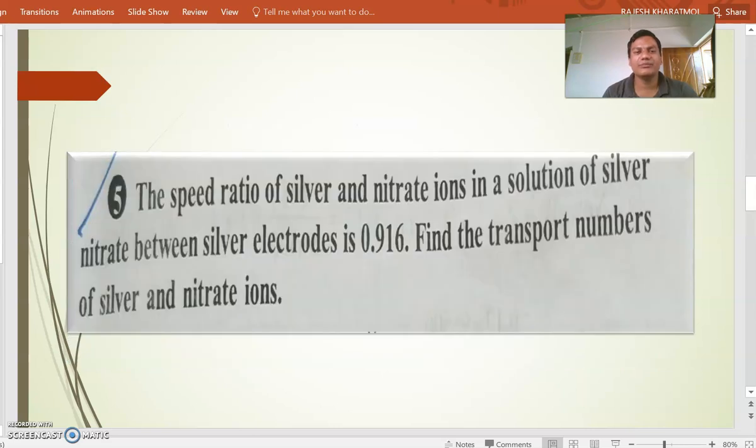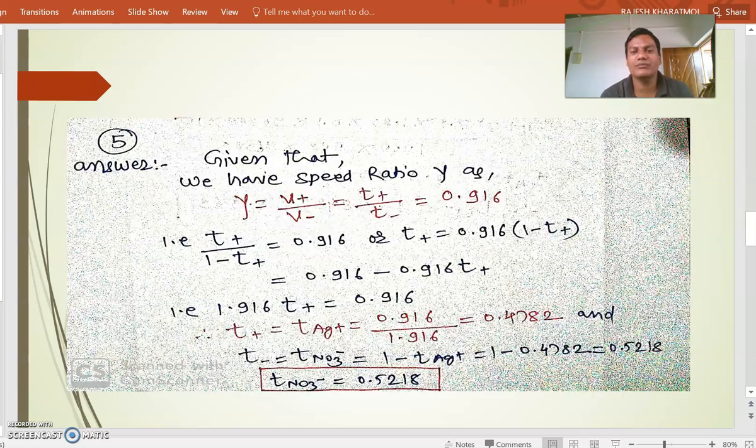Now in the next numerical, see what is given. Speed ratio of silver and nitrate ion in a solution of silver nitrate between silver electrodes is given, it is 0.916. With the help of this, you have to calculate the transport number of silver as well as NO3 minus, that is the transport number of cation and anion, which we have to determine. So the formula is gamma is equal to V plus upon V minus, that is equal to T plus upon T minus, and it is given 0.916.